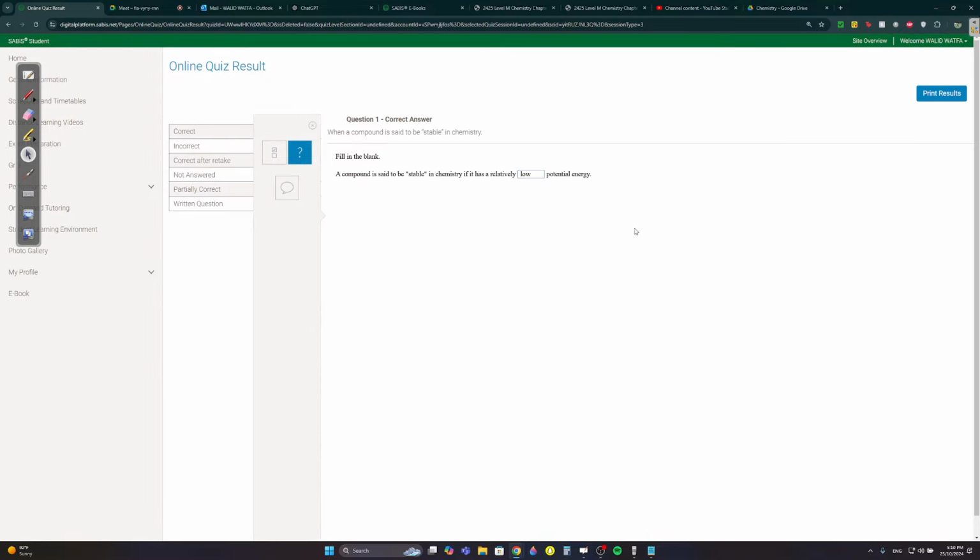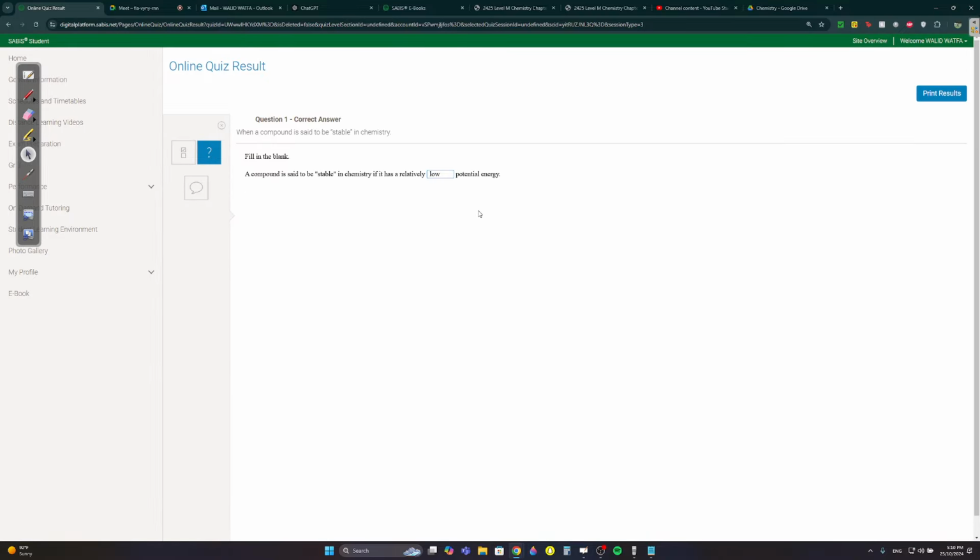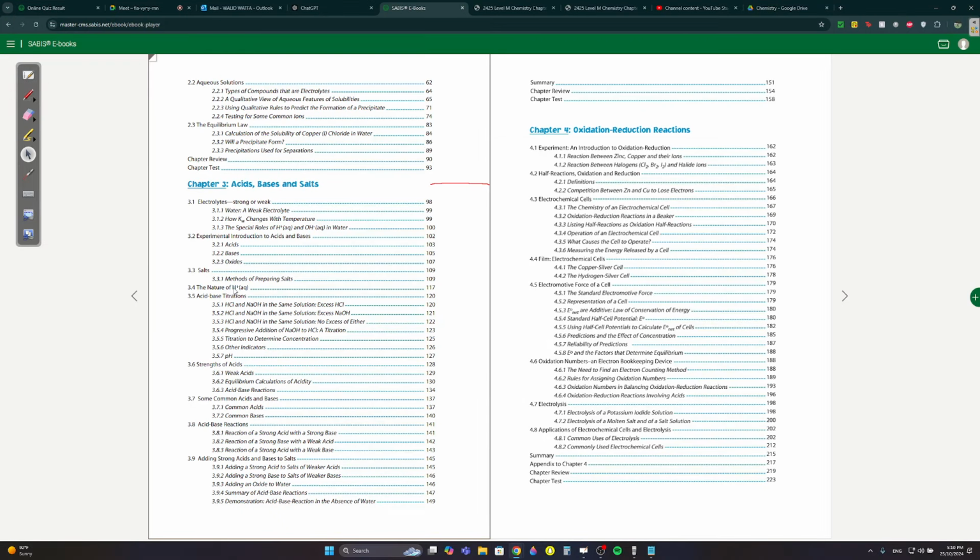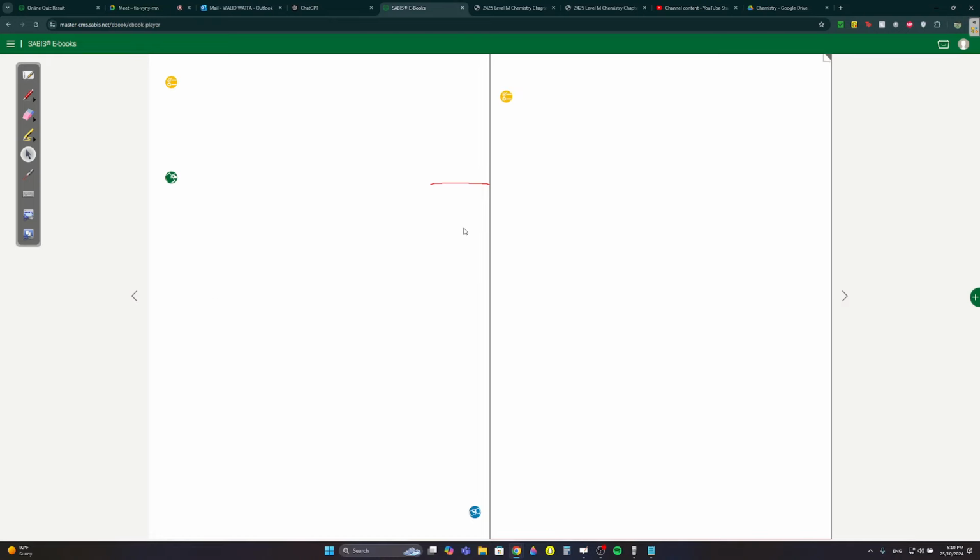3.4 class 1 question. This is what we like to see in chemistry. A compound is said to be stable in chemistry if it has low potential energy. What is 3.4 about? The nature of H plus. I think it's on this page.